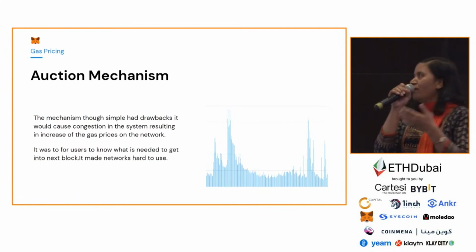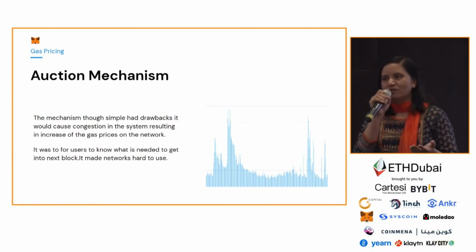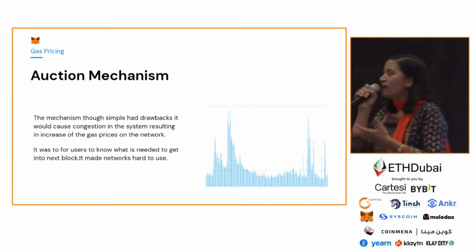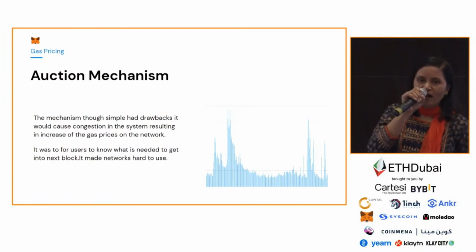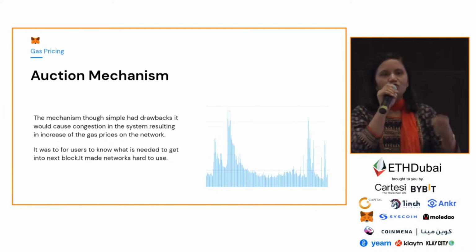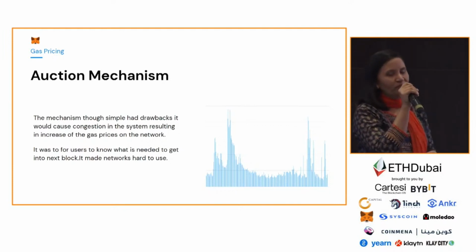So users were not happy with this auction mechanism. They were complaining. With the nature of an auction, it was highly unpredictable. It was hard for a user to know what the gas price would be in the next block and what they need to pay to be on the next block.